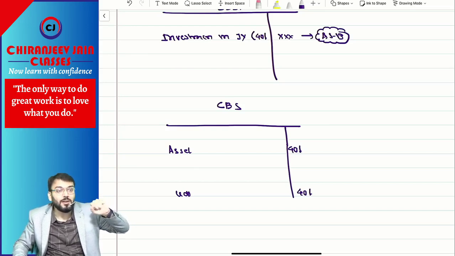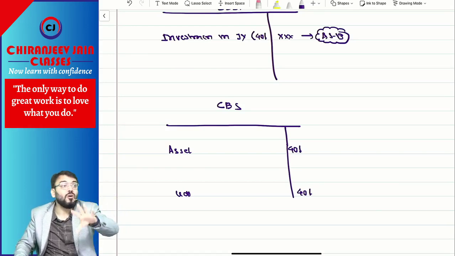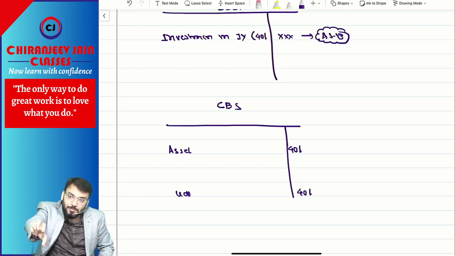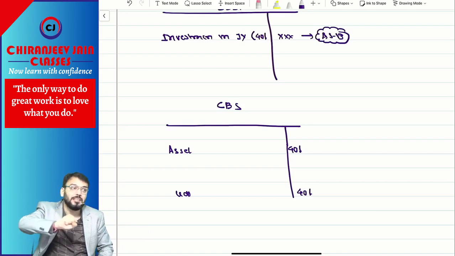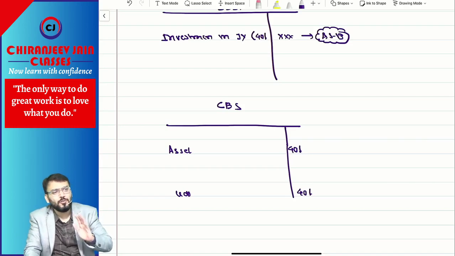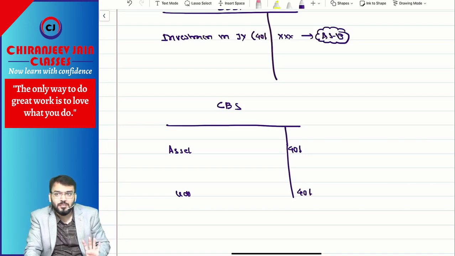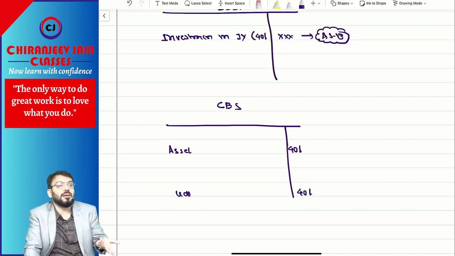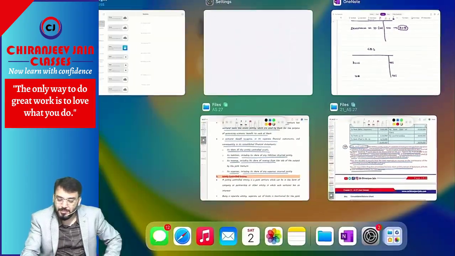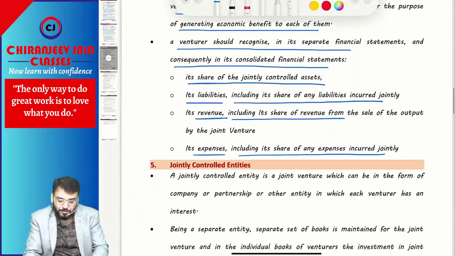Proportionate consolidation means what? In case of a subsidiary, even though you are holding 70%, we bring all assets, all liabilities and recognize minority interest. But here we'll only recognize 40% of assets, 40% of liabilities, and will not recognize minority interest. If you know full consolidation, you know proportionate consolidation. Only in this case minority interest will not come. This is the point.